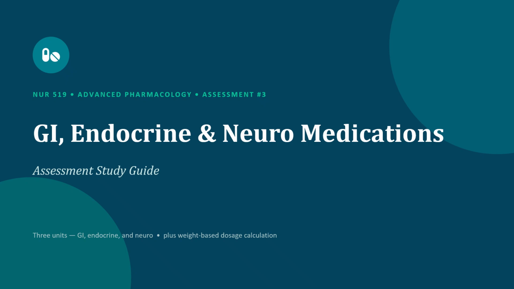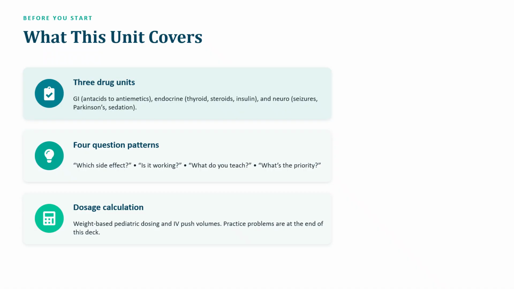This is the study guide to review for assessment number 3, which covers GI, endocrine, and neuro medications. The material is organized by body system rather than the order that I posted it on Brightspace. So we'll cover GI first, and then endocrine, and then neuro, and then finish with dosage calculation. Assessment number 3 covers 3 medication units plus dosage calculation.